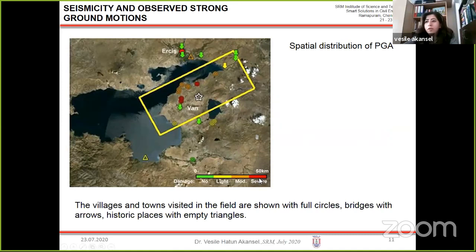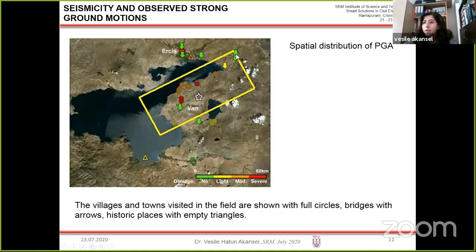So the severe one is the red, and the yellow one means no damage. Depending on that, we try to look for the footwall and hanging wall on the site by looking at the damage distribution. Okay, this is just given for the stations mostly, okay? For the structures and the village, let's say.